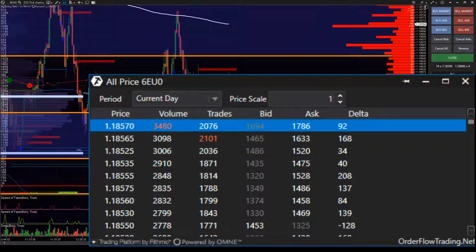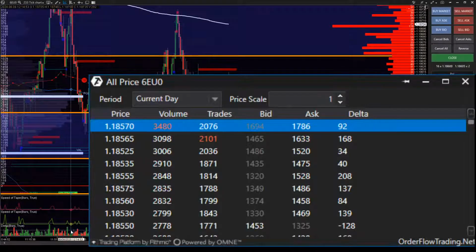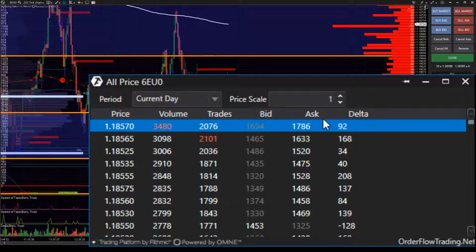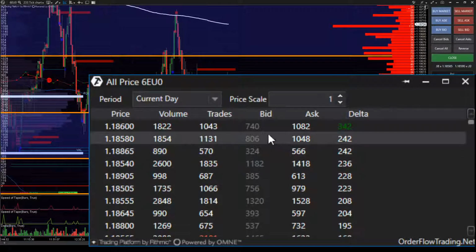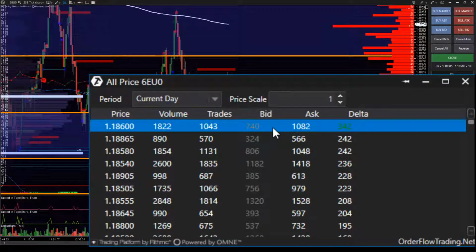And I would like to highlight these prices, but I would like to highlight where the most difference was in trading, where most traders were aggressive. So instead of looking at the most traded price, I will look at the delta. Okay, here we have negative delta and positive delta. So this price right here, 1.18600, was the most positive delta, where most buyers were more aggressive in the euro today. So when I look for that price in the chart, okay.